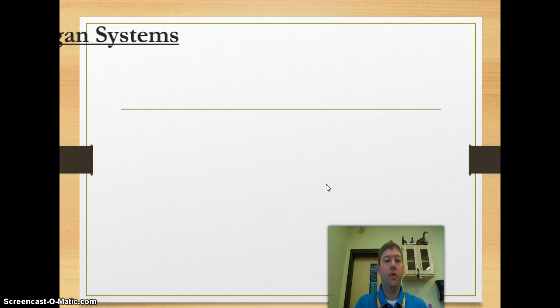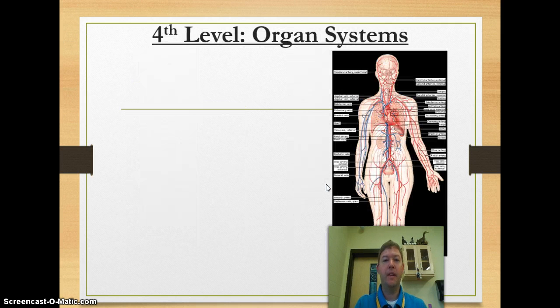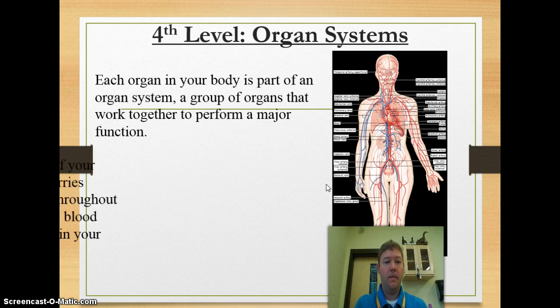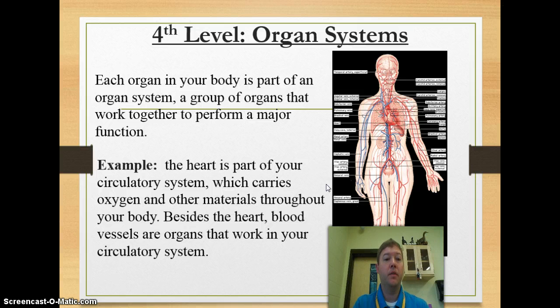Now that leads us to our fourth level. The fourth level is an organ system. Each organ in your body is part of an organ system. As a group of organs, they work together to perform a specific or major function within the body. So when we start thinking of organ systems within our body, we think of the digestive system. You start thinking about your tongue, your liver, your intestines, your stomach, all working together to help digest the food. That's an organ system.